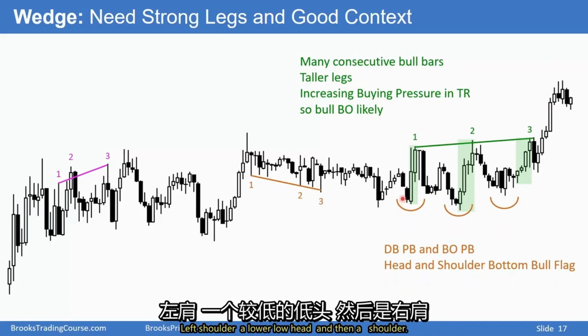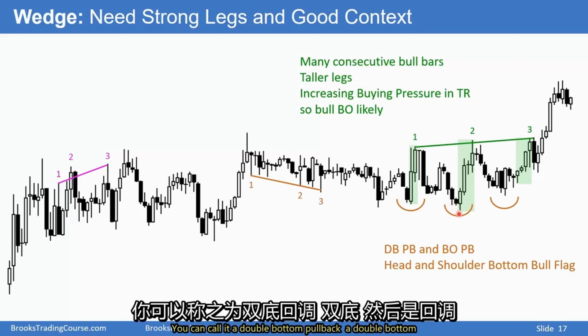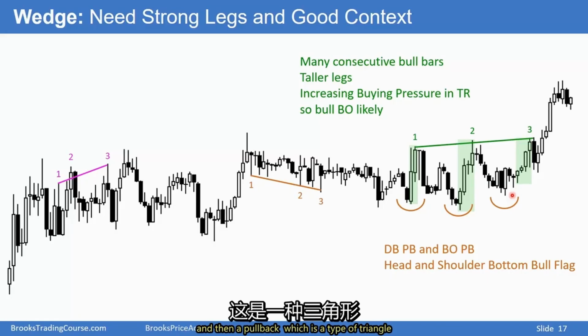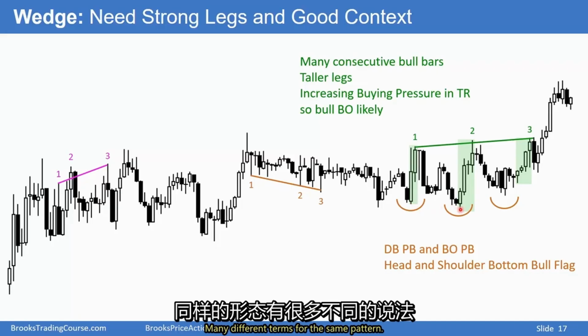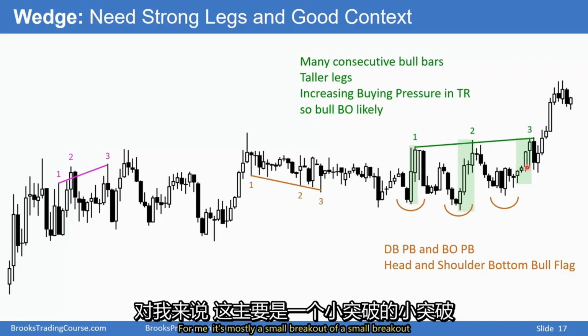You can also call this a head and shoulders bottom if you want. Left shoulder, a lower low head, and then a right shoulder. You can call it a double bottom pullback, a double bottom, and then a pullback, which is a type of triangle, even though this low is below that low. Many different terms for this same pattern.